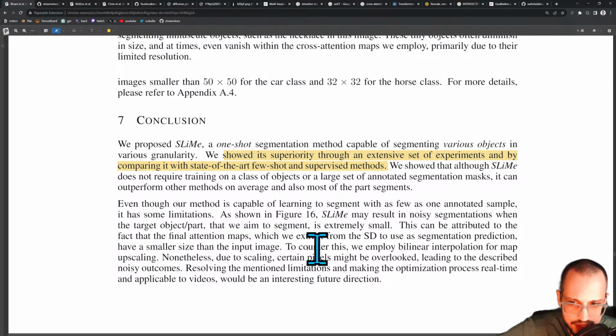SLiME may result in noisy segmentations when the target object or part is extremely small. Okay, so it doesn't deal well with small things. We extract from the SD to use it as a segmentation prediction. To counter this, we employ bilinear interpolation. Again, I feel like they should have used the cubic for map upscaling. Due to scaling, certain pixels might be overlooked, leading to the described noisy outcomes. Resolving the mentioned limitations and making the optimization process real-time and applicable to videos would be an interesting future direction.